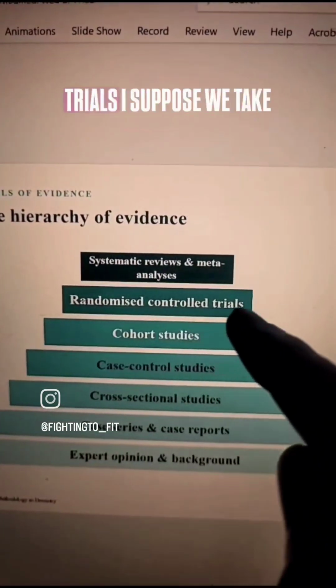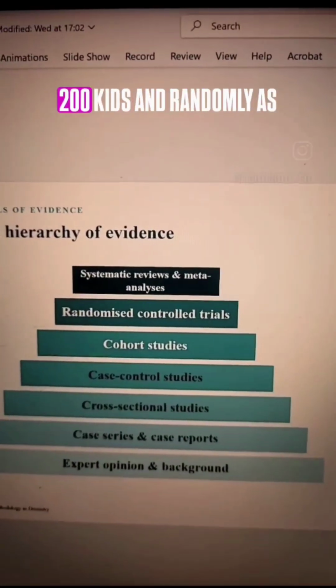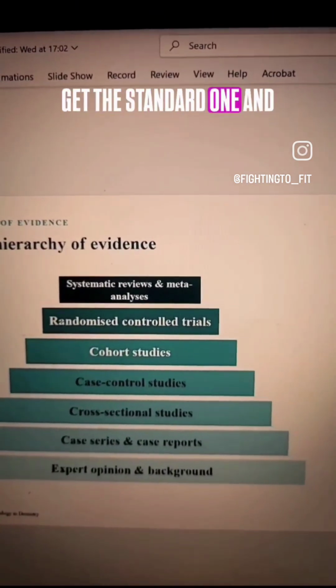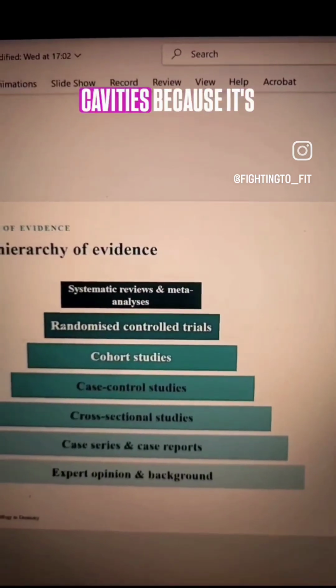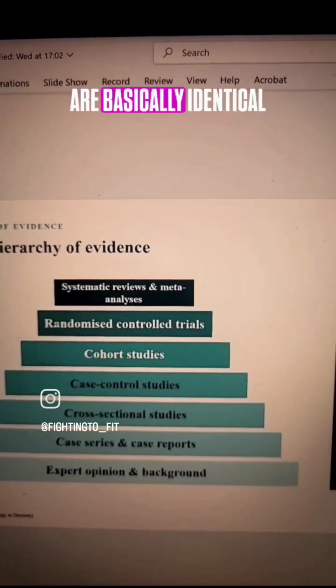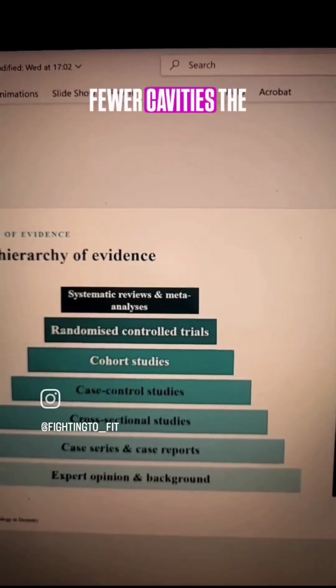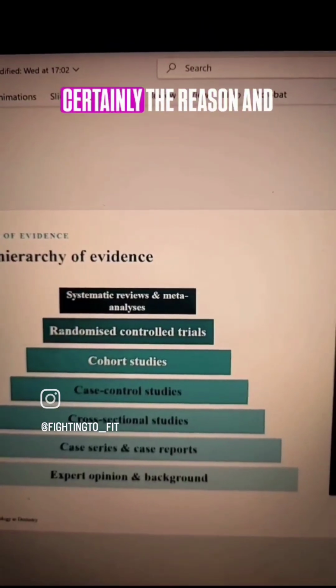In randomized controlled trials, suppose we take 200 kids and randomly assign each one, half get the new varnish and half get the standard one, and then we wait and count cavities. Because it's random, the two groups are basically identical except for the varnish. So if one group gets fewer cavities, the varnish is almost certainly the reason.